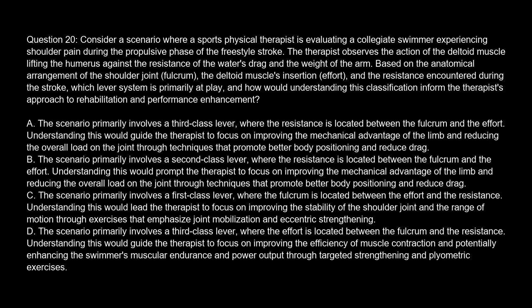Option C. The scenario primarily involves a first-class lever, where the fulcrum is located between the effort and the resistance. Understanding this would lead the therapist to focus on improving the stability of the shoulder joint and the range of motion through exercises that emphasize joint mobilization and eccentric strengthening. Option D. The scenario primarily involves a third-class lever, where the effort is located between the fulcrum and the resistance. Understanding this would guide the therapist to focus on improving the efficiency of muscle contraction and potentially enhancing the swimmer's muscular endurance and power output through targeted strengthening and plyometric exercises.